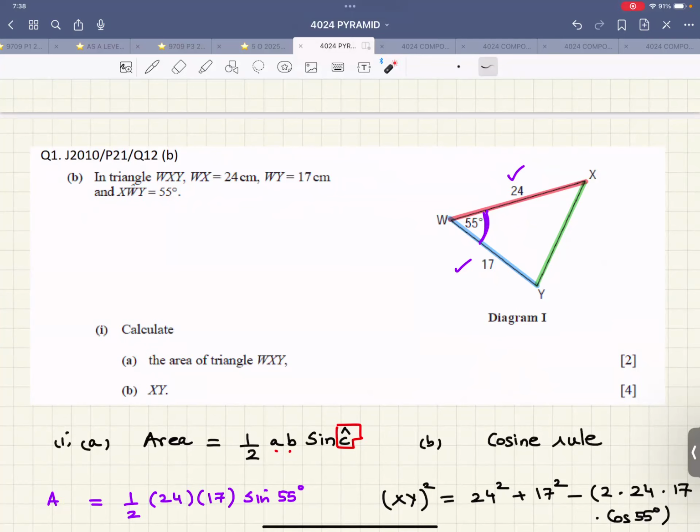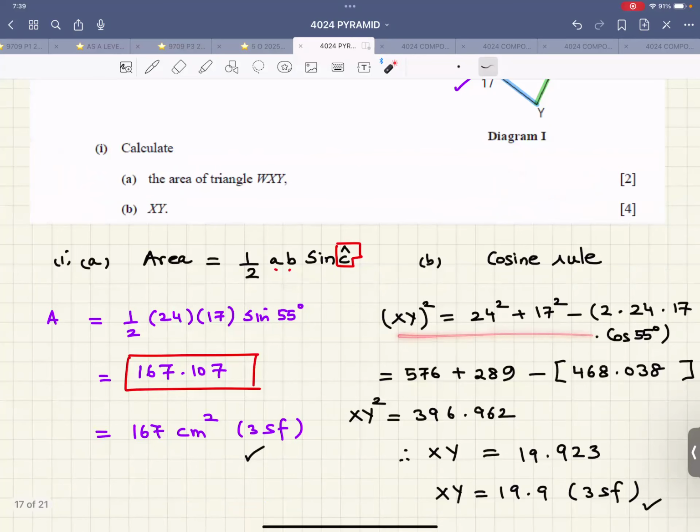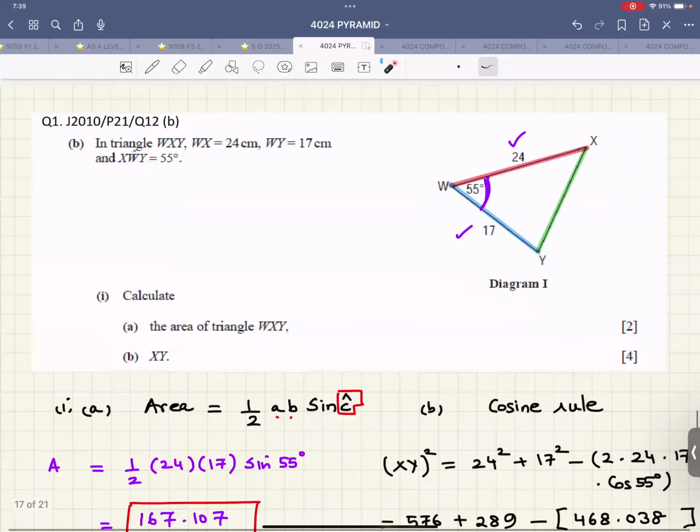Now let's look at this paper 2 question. It says in the triangle WXY, WX is 24 centimeters, WY is 17, and the angle is given. Calculate the area of the triangle, that's half AB sine C. Calculate XY, that is the application of cosine rule. I think that is pretty obvious.